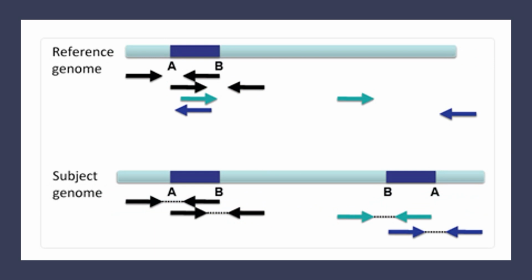The image at the top indicates the expected genome, and the image at the bottom shows a subject with an inverted duplication. The black arrows represent paired reads whose position does not have to change to be mapped to the reference genome, because the subject genome is as expected here.